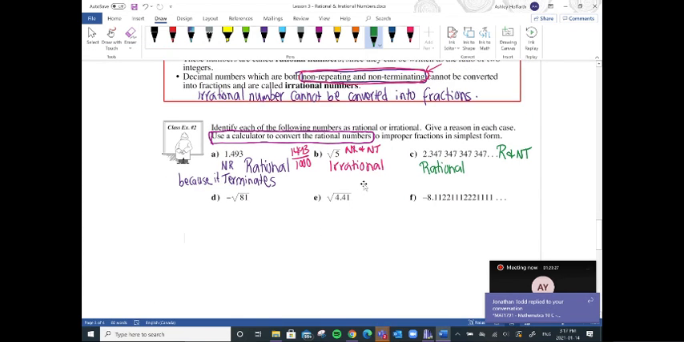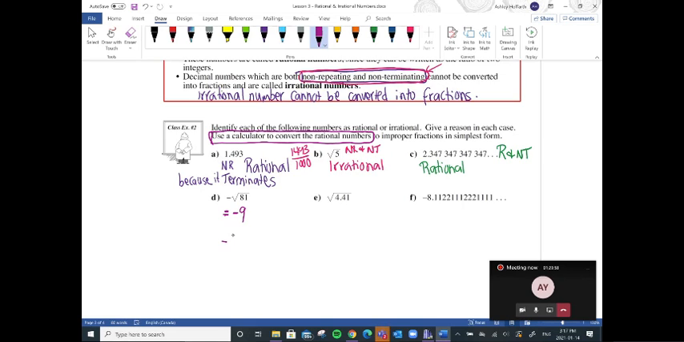So negative root 81, we can just do this one in our heads. You can plug it in the calculator too, but it would be equal to negative, and the square root of 81 is 9. Okay, so I was saying earlier that any whole number, positive or negative, is always rational. The reason is that I can write any whole number as a fraction.